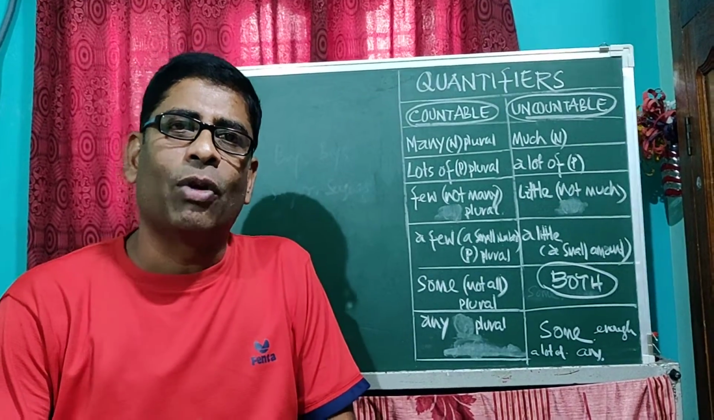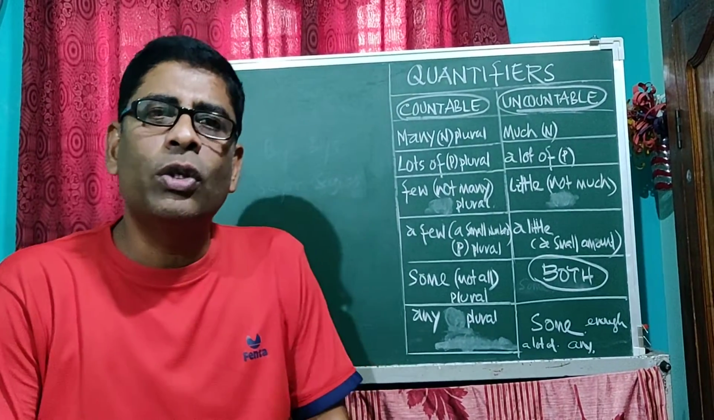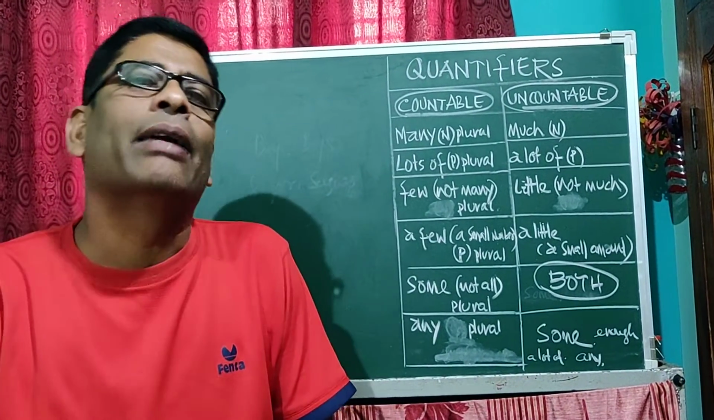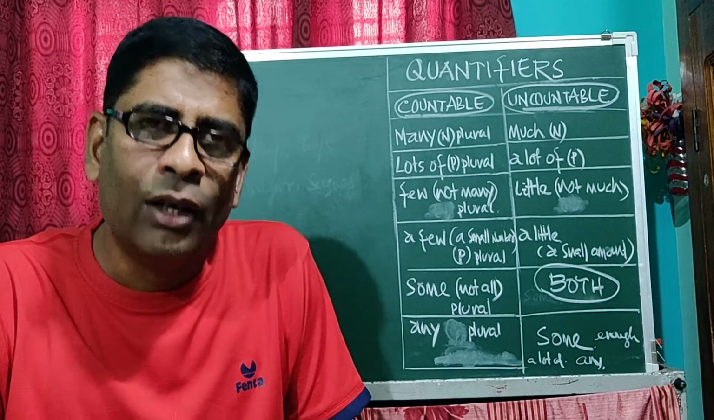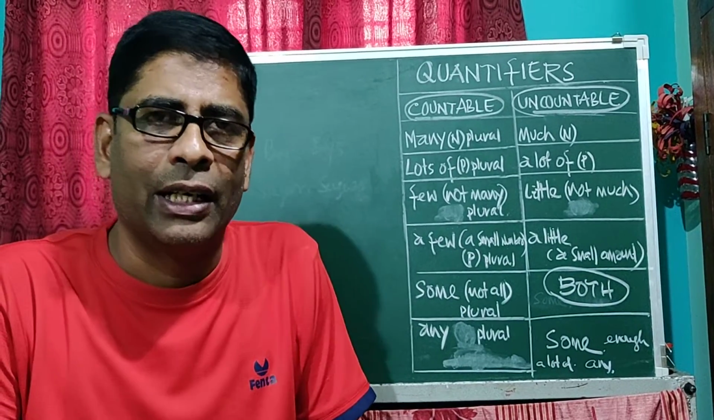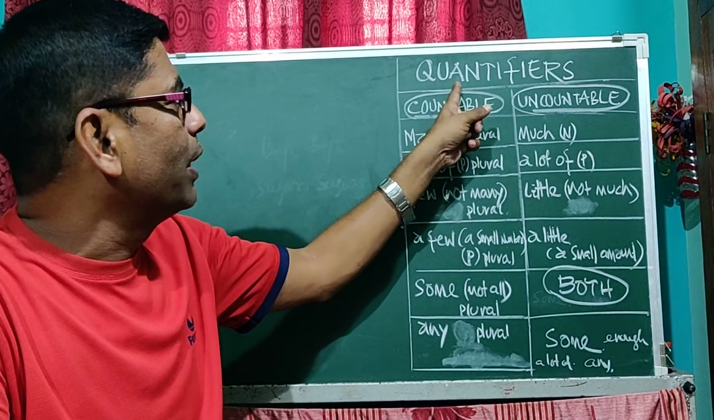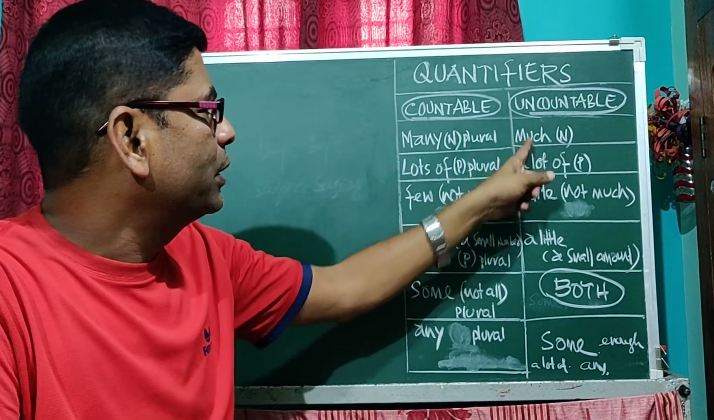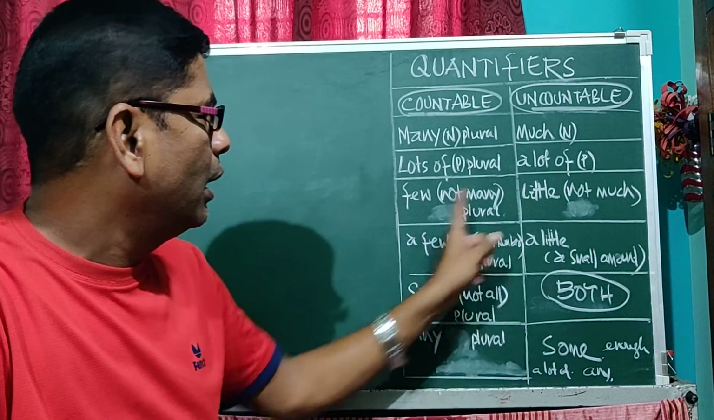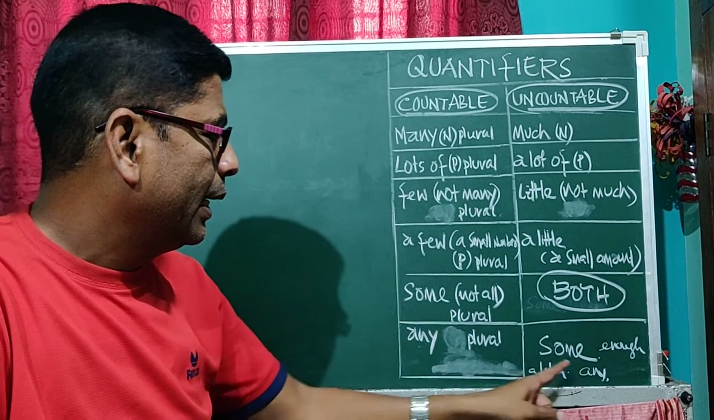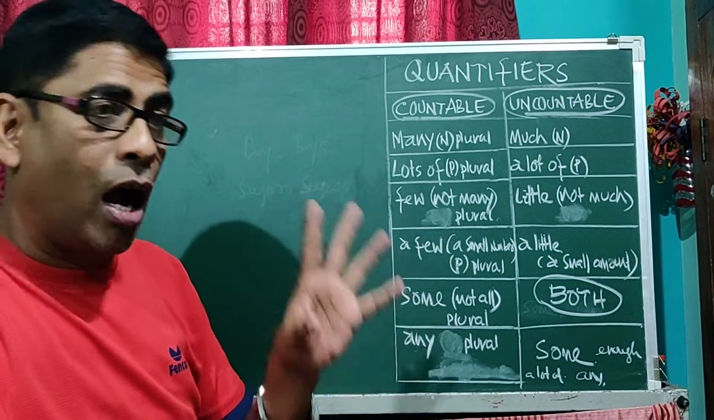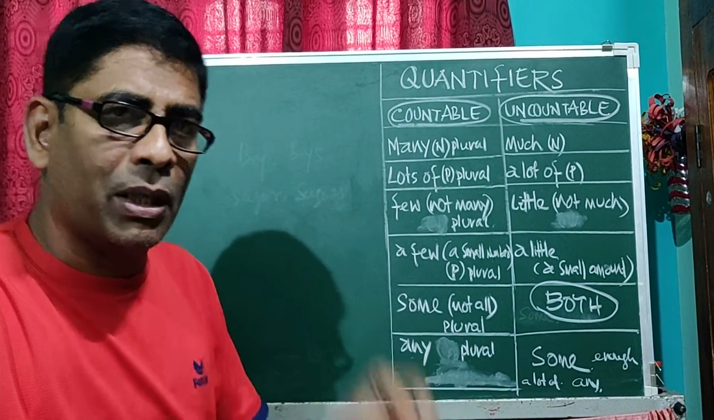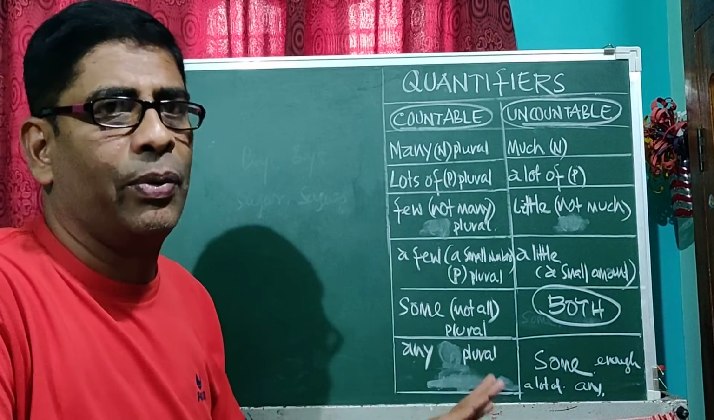What is a quantifier? A quantifier is a word which is used before a noun to describe its quantity, and a quantifier is a determiner which indicates the quantity. There are so many quantifiers like many, lots of, much, a lot of, few, little, a few, some, any, enough, etc. Out of these, which are we using most? So we will discuss now.